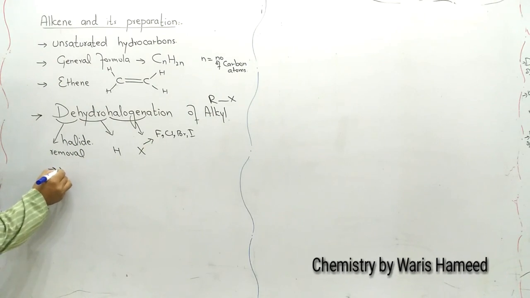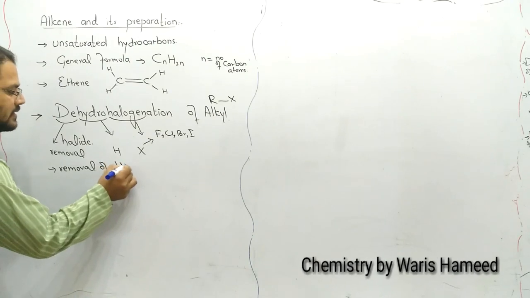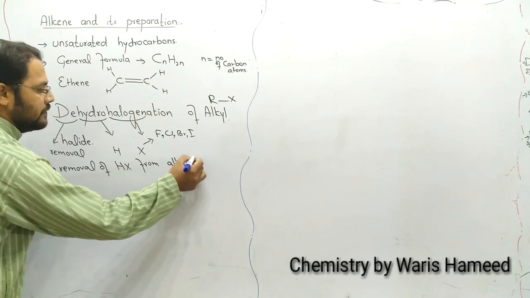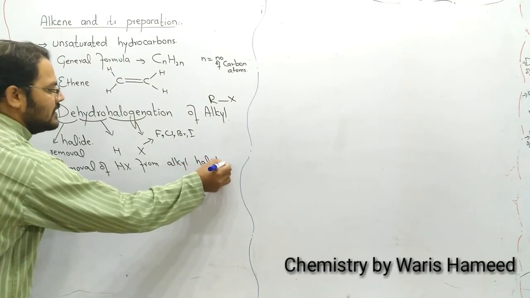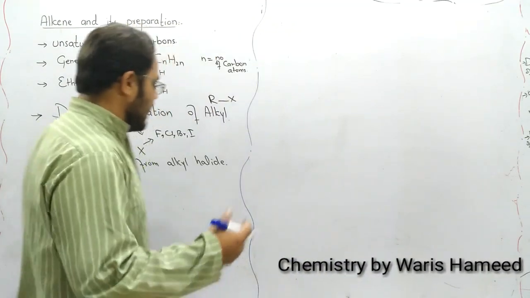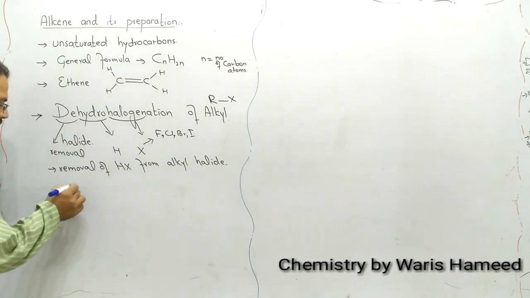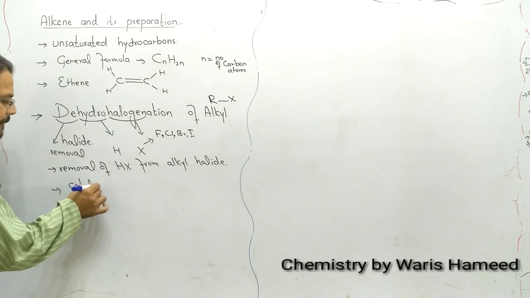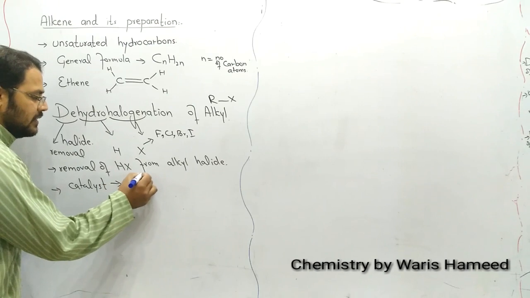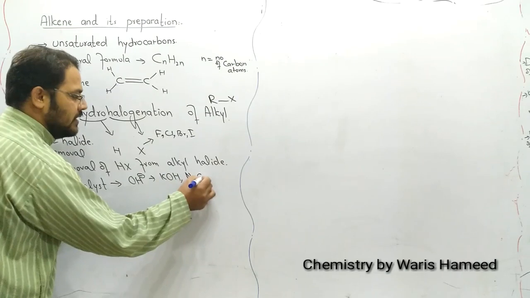It is the removal of HX from alkyl halide. This process is done with the help of a base, which may be potassium hydroxide or sodium hydroxide. The catalyst that we use in this process is actually a base, and that may be potassium hydroxide, sodium hydroxide, and so on.